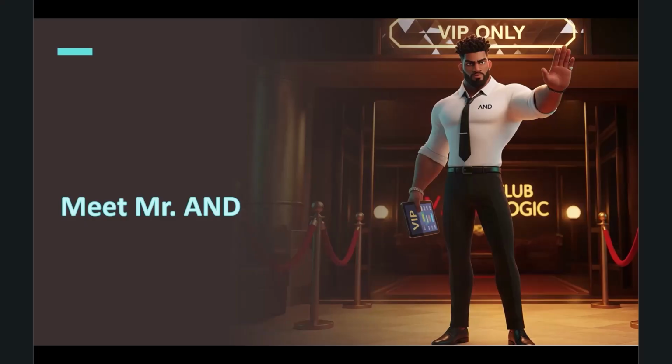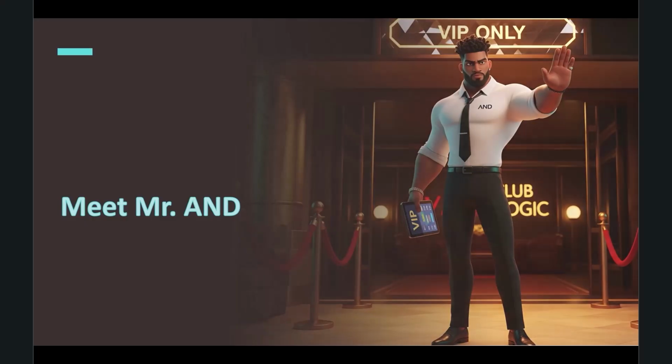As far as he is concerned, you must follow all the rules all the time. Otherwise, no entry. With him, everything had to be right all the time. If you even miss one thing, Mr. And is bouncing you straight back outside. He doesn't bend, he doesn't play, he doesn't negotiate. All rules must pass, no exceptions.